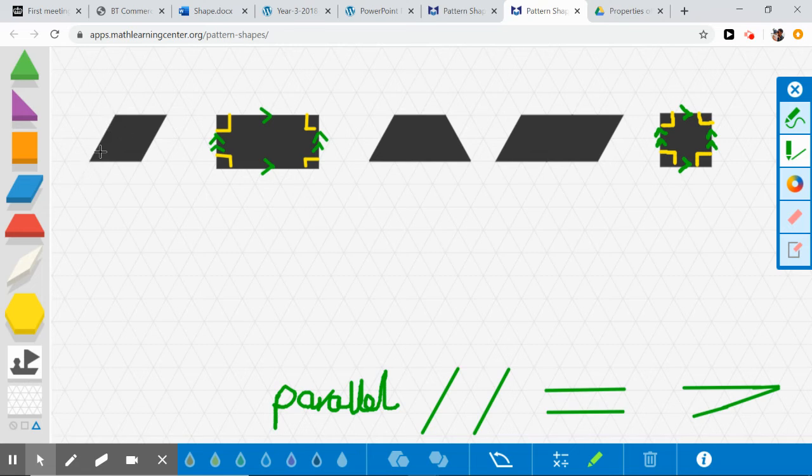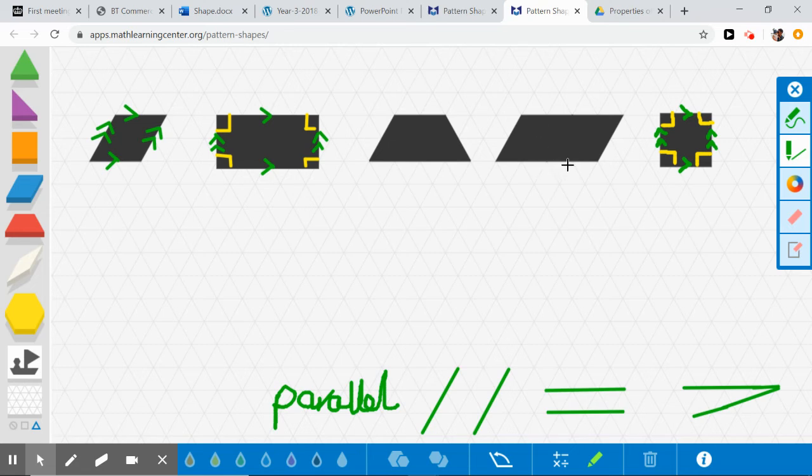It does, however, have two pairs of parallel sides. These two sides are parallel. If I kept that line going, and I kept this line going, they would never meet. They are always the same distance apart. And these two sides are parallel. So that's a rhombus.